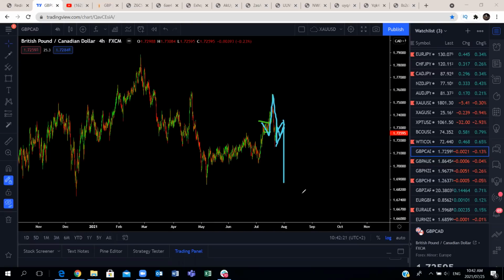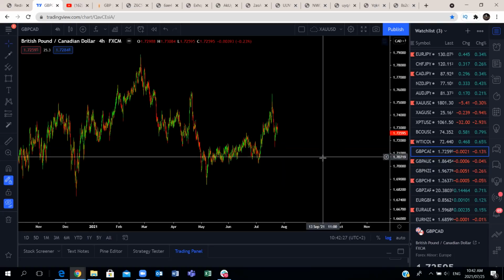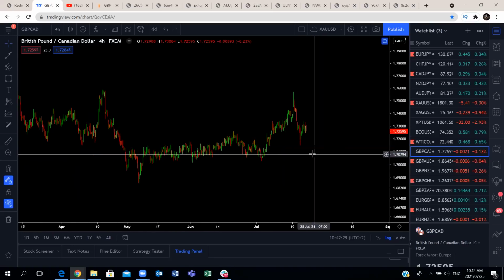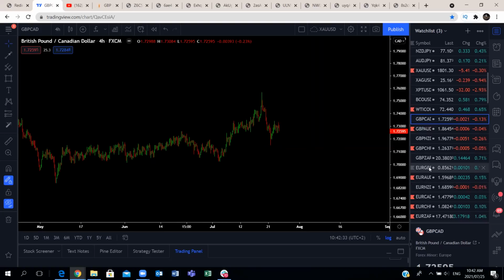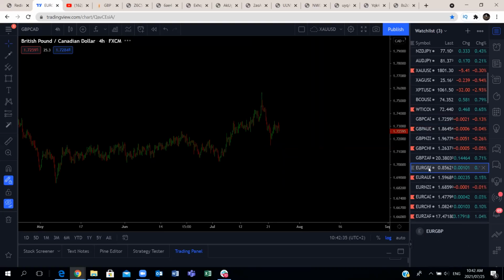So pound CAD looks like the only bearish one as far as the pound pairs are concerned, but that's not surprising because oil is pushing up higher. So the move to the downside could be because of the CAD strength. Those are the pound pairs. Let's look at the euros.